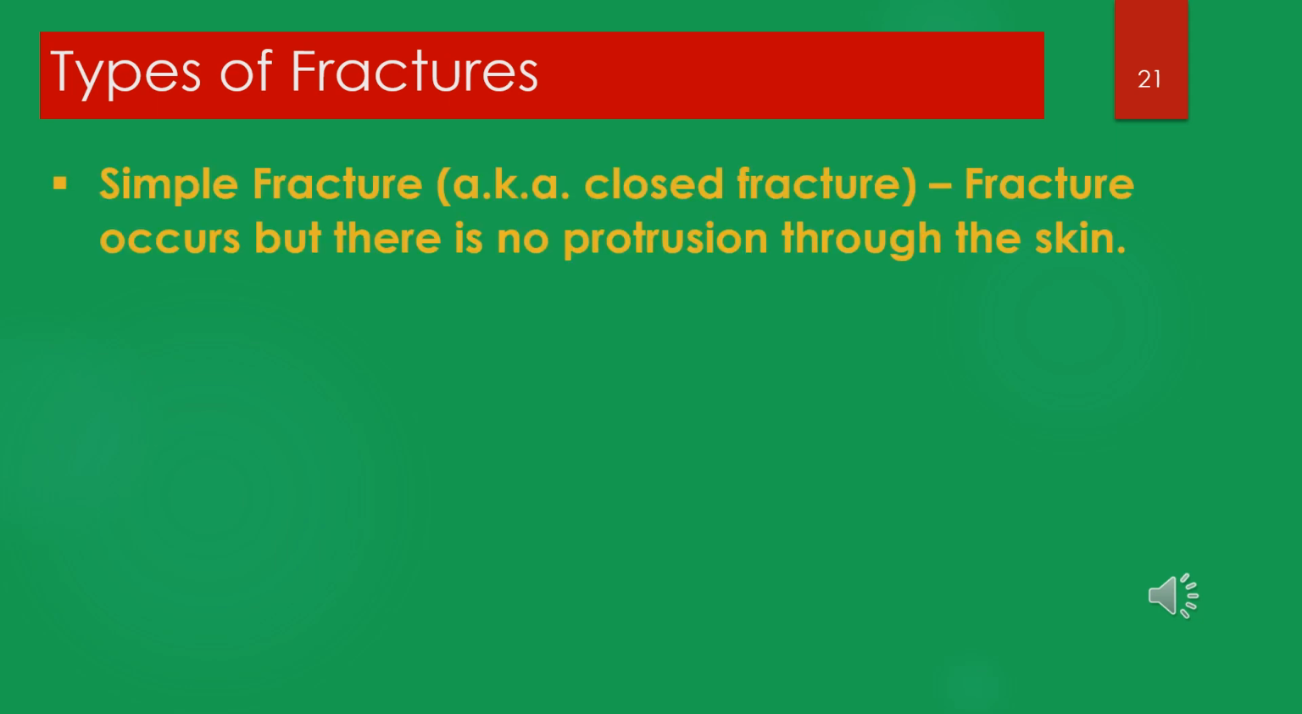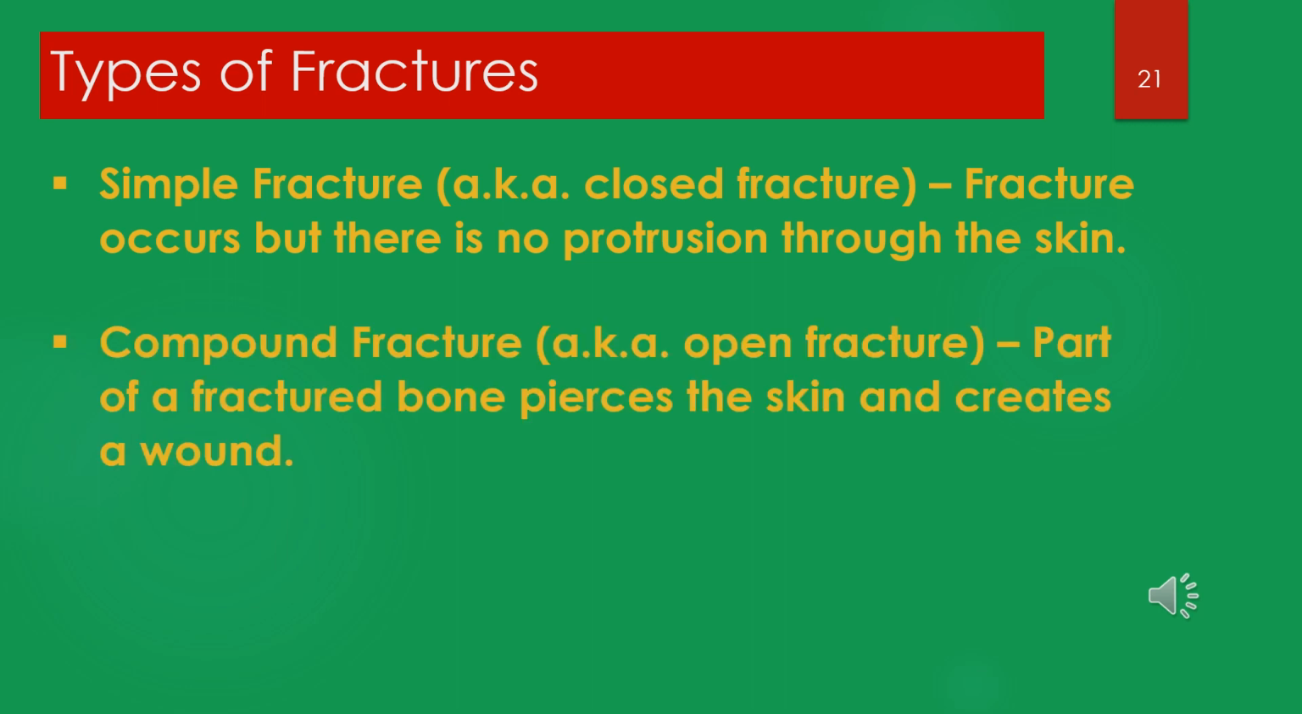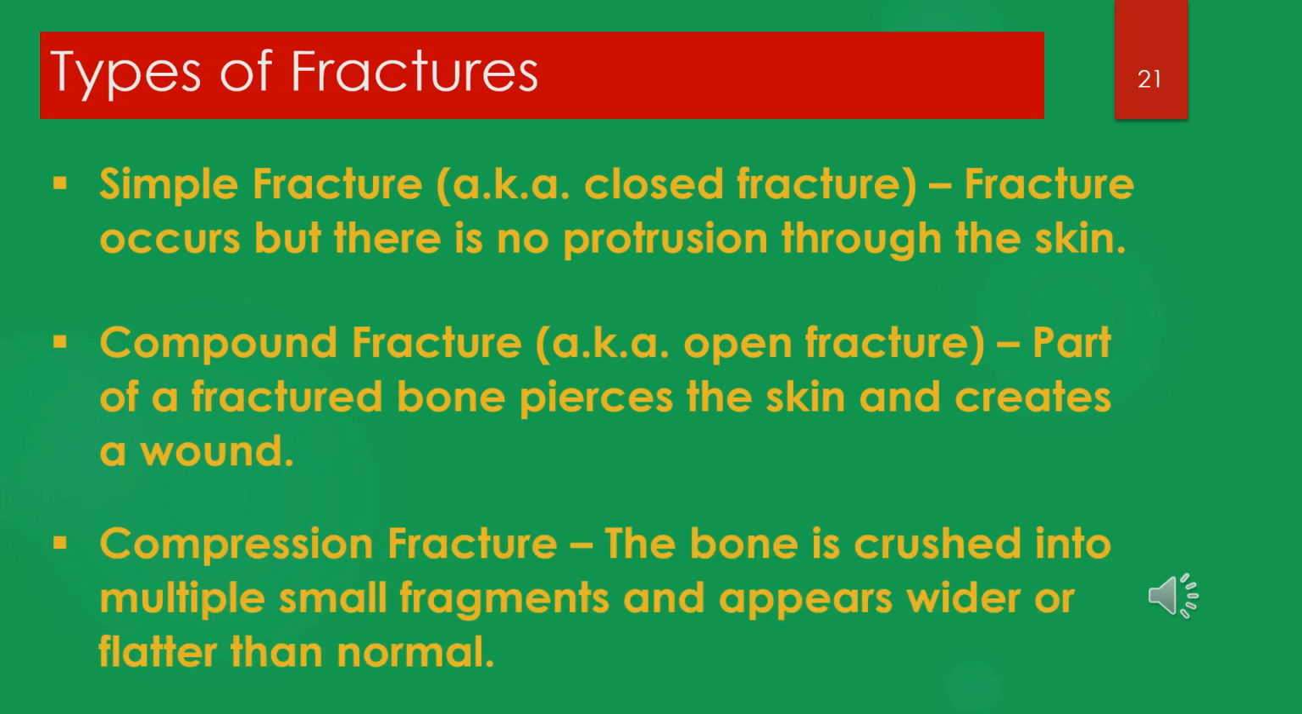Now, let's review the various types of fractures that can occur. Simple fracture, aka closed fracture. Fracture occurs, but there is no protrusion through the skin. Compound fracture, aka open fracture. Part of a fractured bone pierces the skin and creates a wound. Compression fracture. The bone is crushed into multiple small fragments and appears wider or flatter than normal.